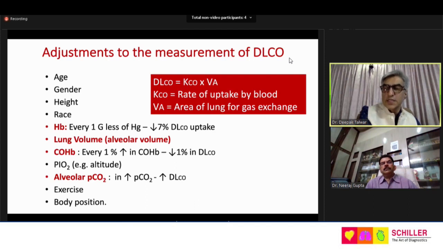But because we do it in a sitting position, there is not an issue as far as body position is concerned. So DLCO is the diffusion capacity or the transfer factor. It is also called TLCO. DLCO, TLCO is the same thing, and it is equal to KCO times alveolar volume. VA is the alveolar volume. So these are the two factors to be considered. KCO is the rate of uptake by the blood of the gas which we are testing, and VA is the area of lung which is available for gas exchange. What is not in communication is not available. So if you have a bulla, that will not be included.